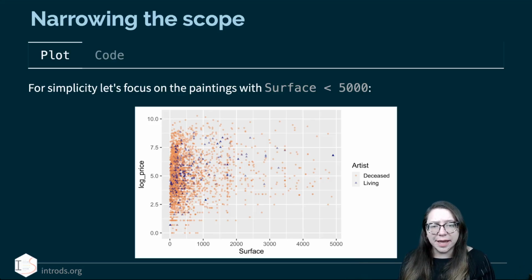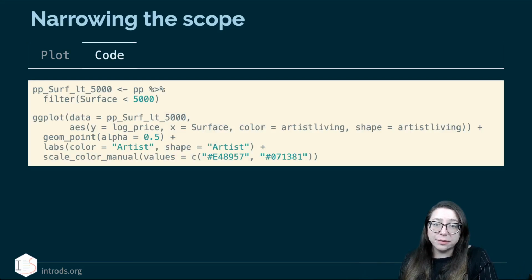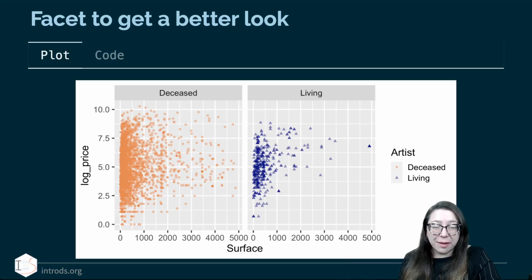So here we're seeing again the deceased artists represented with orange dots, and the living artists represented with purple triangles. We have them overlaid on the same plot here simply by color, defining the color and the shape aesthetics. But we might actually want to look at them faceted because there's so much data here that looking at it all at once is actually getting to be quite difficult to see due to all the overplotting that we're seeing. All the deceased values were overplotting the living, even though we had set an alpha level that's less than 1.